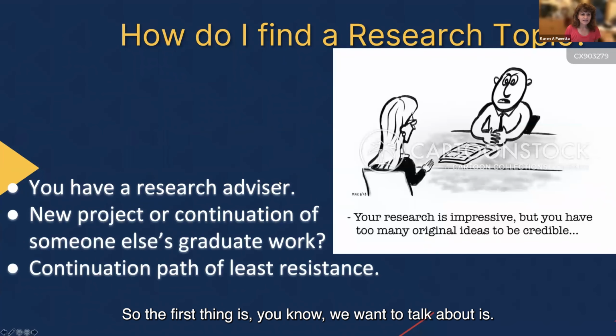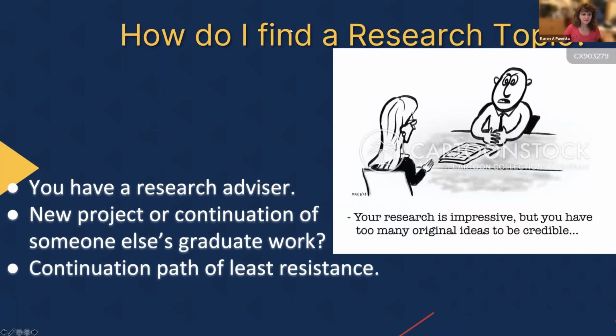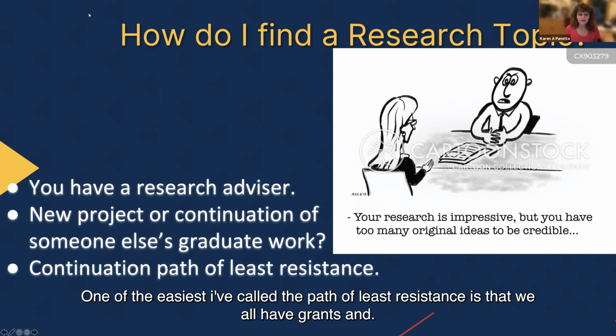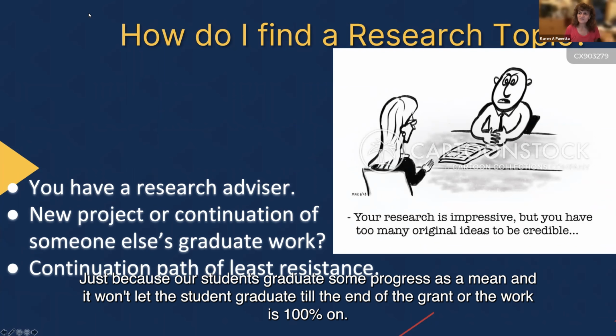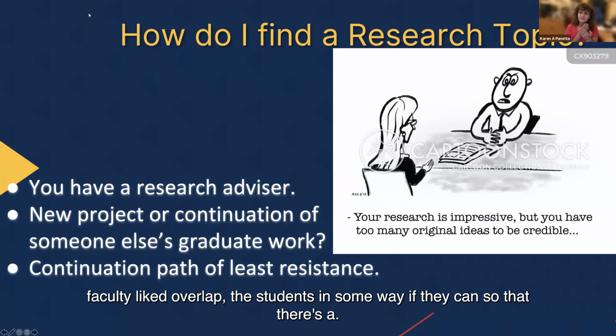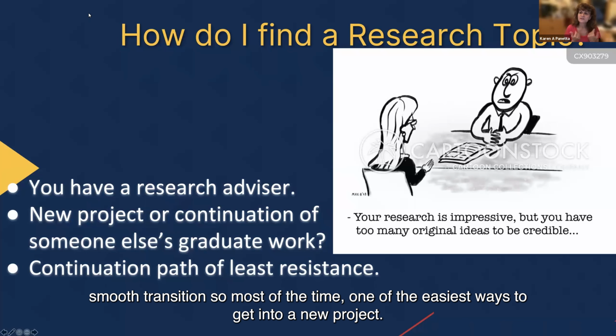So the first thing we want to talk about is, how do I even begin? Where do I begin? Well, if you have a research advisor, one of the easiest, I call it the path of least resistance, is that we all have grants. And just because our students graduate, some professors are mean and they won't let the student graduate until the end of the grant or the work is 100% done. But we know that there's a lot of different things that go on in people's lives, and there's always going to be some overlap. So as people move into new programs, people are moving out. Faculty like to overlap the students in some way if they can, so that there's a smooth transition.